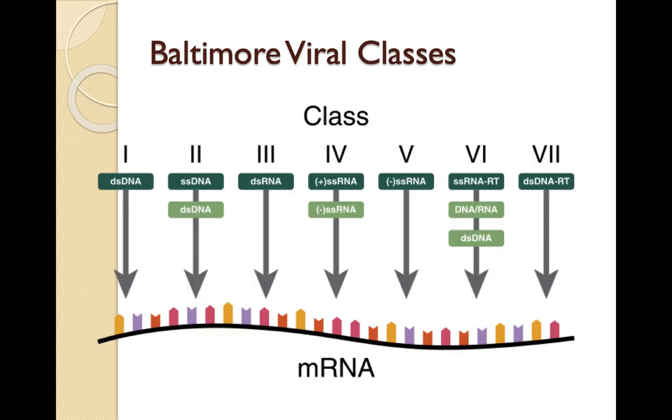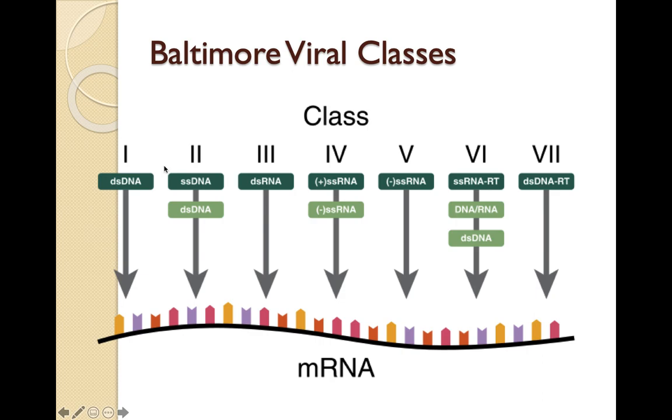Okay. So the classifications of viruses, you can check over this one if you'd like. This is how viruses are put together and the steps that they have to take to get RNA, the genetic material on the inside. Class 1 virus has double-stranded DNA on the inside. Very easy to make that double-stranded DNA into mRNA instantly. You need the mRNA to make proteins and make copies of yourself.